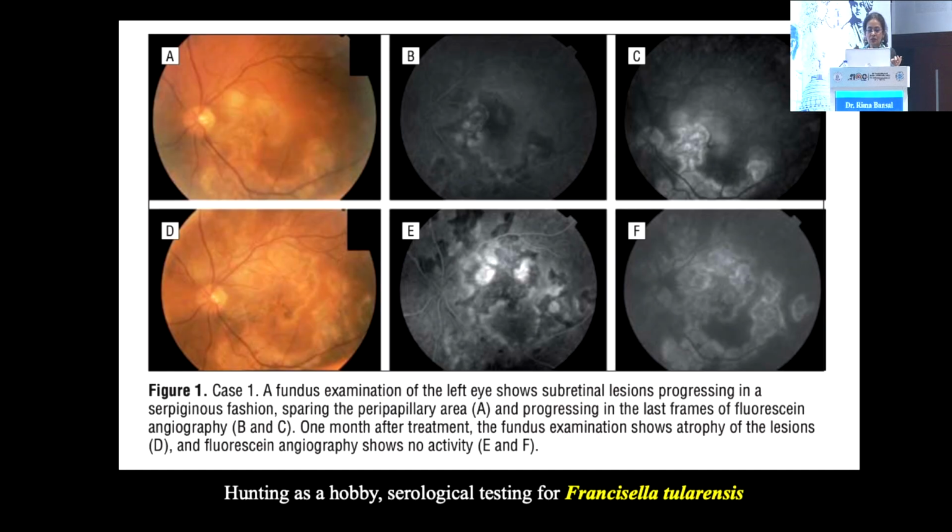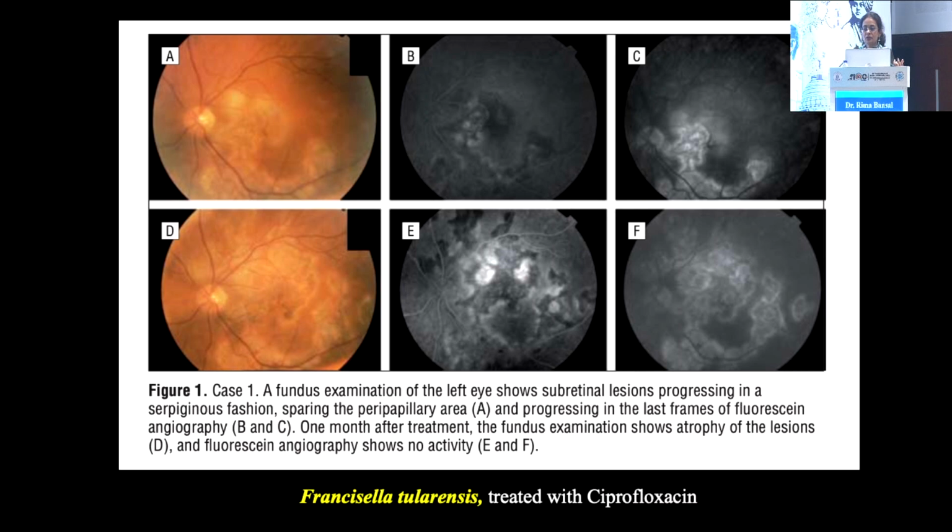Now, this was the first case where the patient had hunting as a hobby, and after testing this patient for the known causes in general, for TB and syphilis and all that, they tested the patient serologically for Francisella tularensis, and they found that this serological testing was positive. Now if you look at why I've put up these pictures, the clinical presentation phenotype is quite similar to what we talk of as serpiginous-like choroiditis. So this was again a rare cause of serpiginous choroiditis. The patient was treated with ciprofloxacin and responded well.